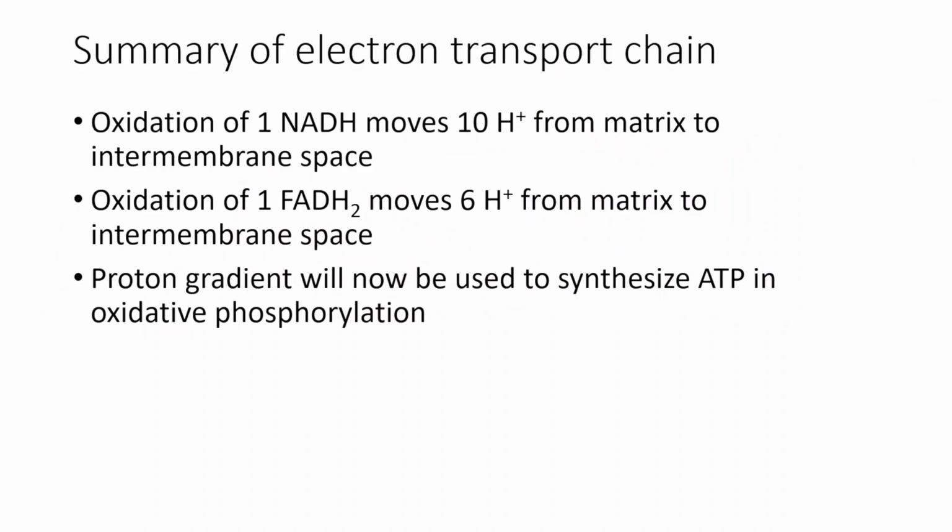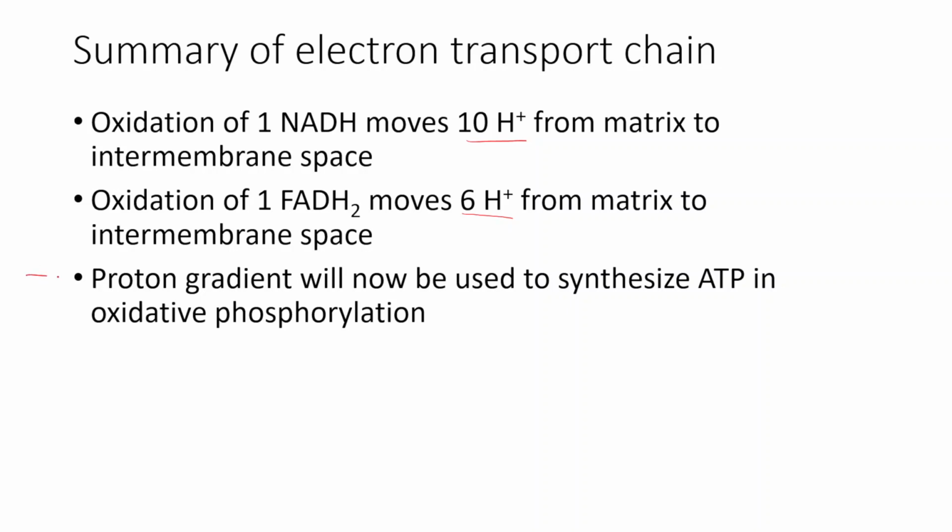So overall, what did we just see? For every 1 NADH that gets reoxidized back to NAD+, that's going to move 10 total protons from the matrix to the intermembrane space. For every 1 FADH2 that gets oxidized back to FAD, that's going to move only 6 protons from the matrix to the intermembrane space. And part of the reason we see this difference is, if you recall, FADH2 enters through complex 2, and in complex 2 we did not contribute anything to the proton gradient, versus NADH, which enters through complex 1, where we do see a contribution of protons to that proton gradient.